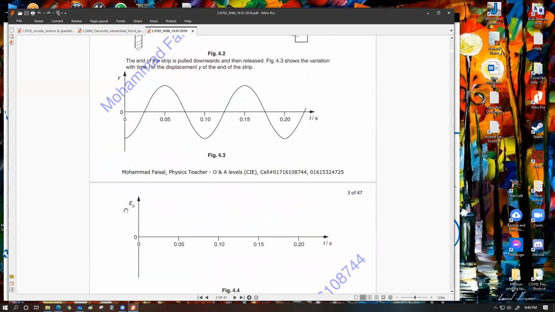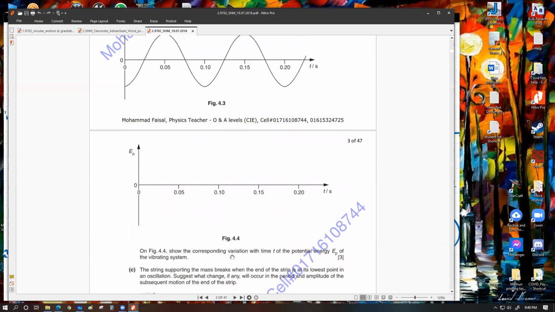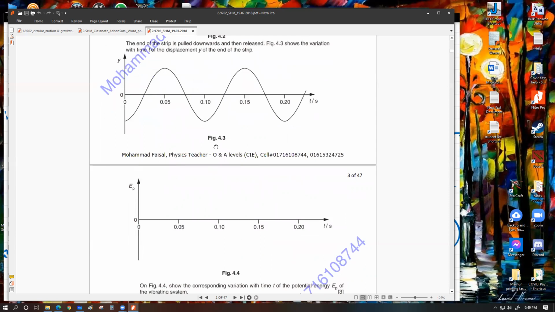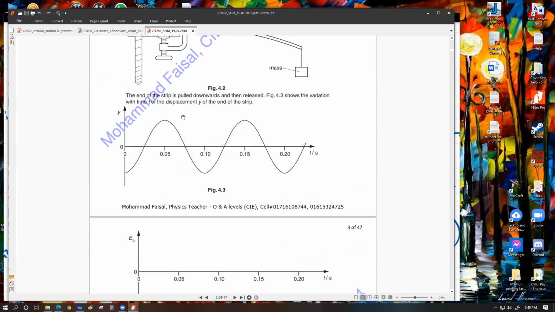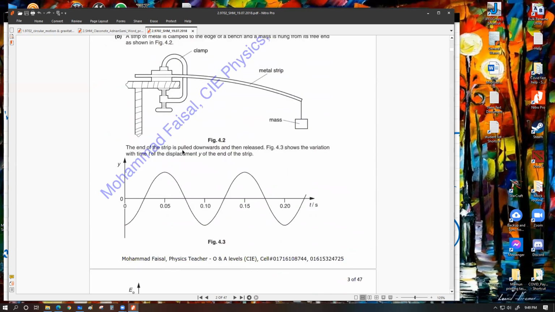Here they are asking us that on figure 4.4 we show the corresponding variation with time t of the potential energy of the vibrating system. This is a very interesting question. This is the part that I want you to understand. You will understand one thing very easily: when the object is at the two terminal positions, potential energy is maximum, right? Do we remember this?